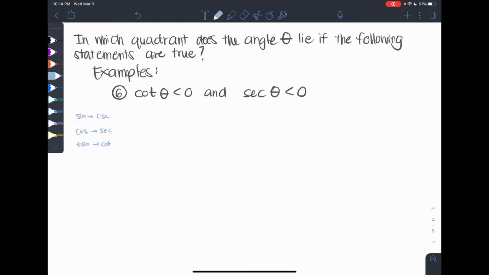For our final example, we want to identify where cotangent is negative and secant is negative.